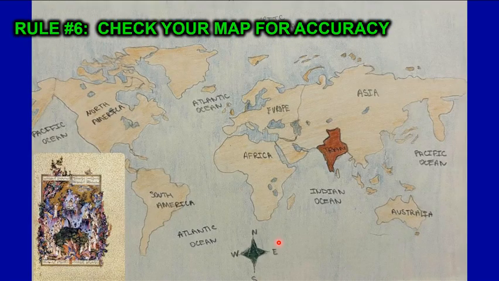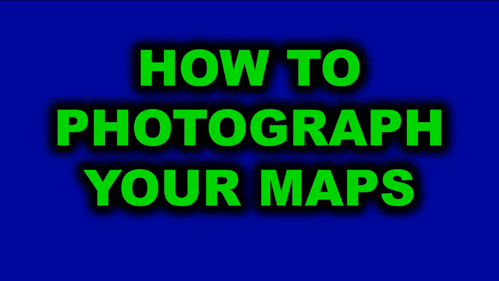All right, check your map for accuracy. What's wrong with this map? Can anybody see what's wrong? Something is labeled wrong. That's right. There are workers from Iran. Iran is over here somewhere. All right, and actually right around here, and they've labeled India as Iran.